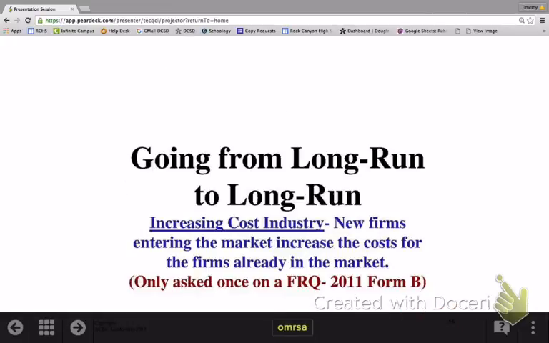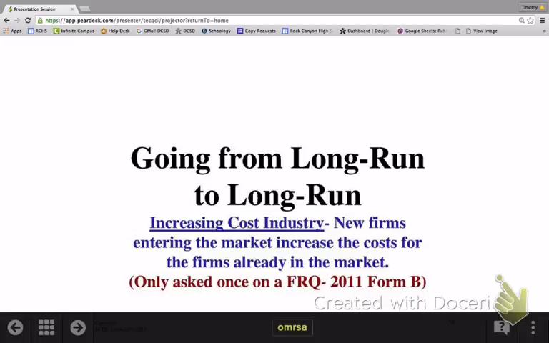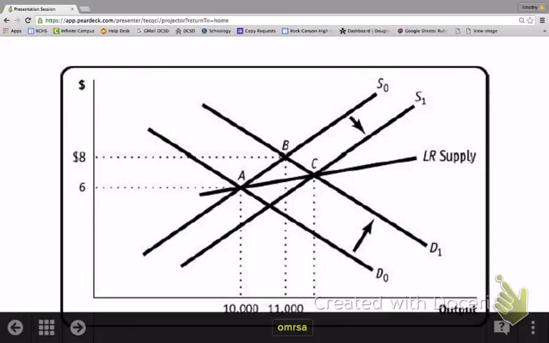So now, what if we go from the long run to the long run in an increasing cost industry? We just looked at a constant cost industry. That would be new firms entering the market, and it would increase the costs for the firms already in the market because maybe an input is in short supply, and by purchasing it, it raises the price of that input. This has only been asked once on an FRQ in 2011 on Form B, so it's not common, but you should be familiar with it.